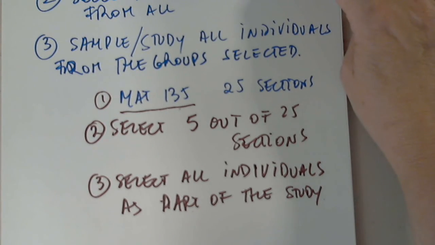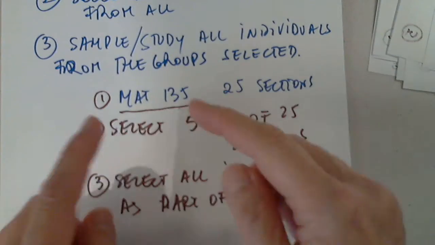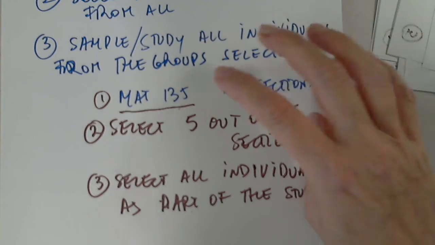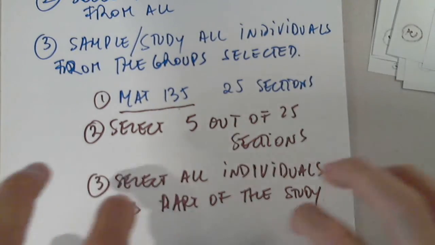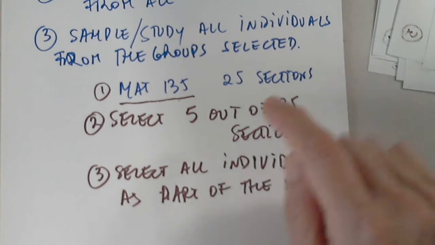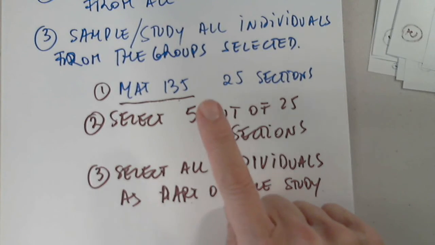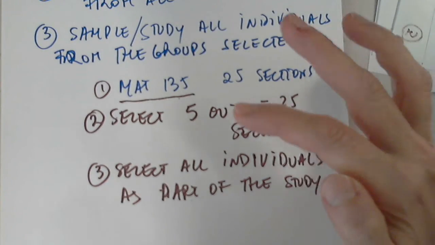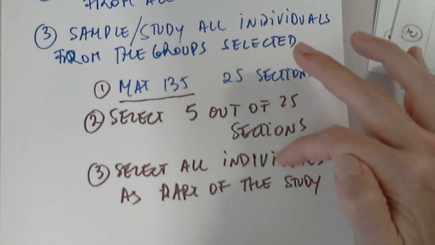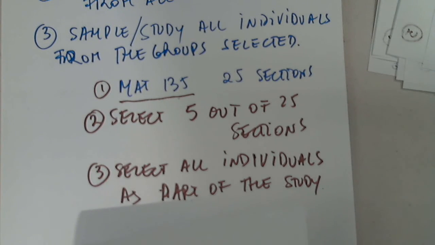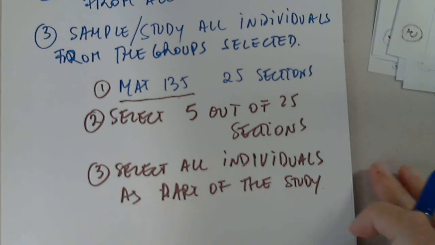Separate the individuals into groups. This is the group. Students who take Math 135. Then select a set number of clusters. This is inside 135. There are sections, 25 sections. Select from that number of sections 5 as an example. Selected 5 out of 25. And number 3, everyone who's taking those 5 sections out of 25, all individuals present, all students present in that class have to participate in the study. That's a cluster.